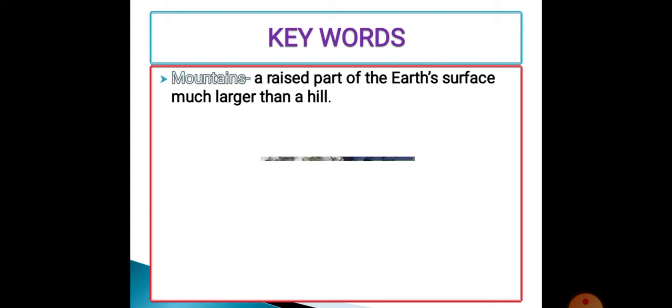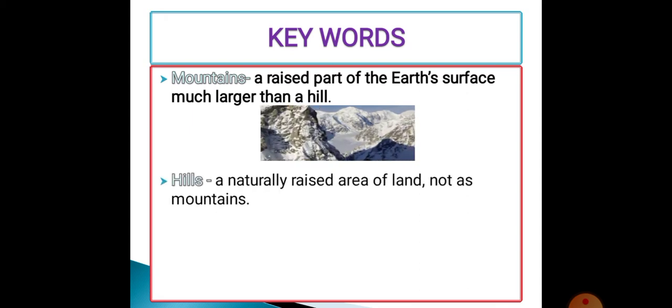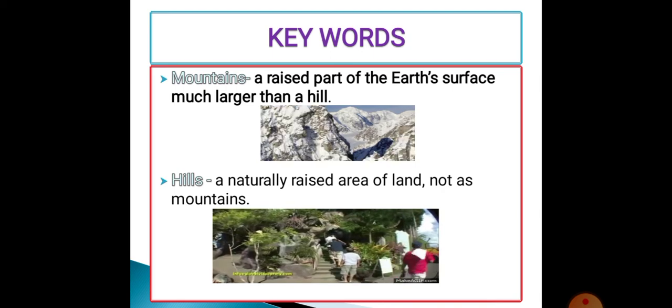Let's see how the mountains look. Do you see this? Wonderful. The next word is hills. Hills are smaller than the mountains, and they are naturally raised areas of land. You might have heard of hill stations like Kulu Manali, Kodaikanal, and Ooty. These are called hill stations. Let's see how a hill station looks.